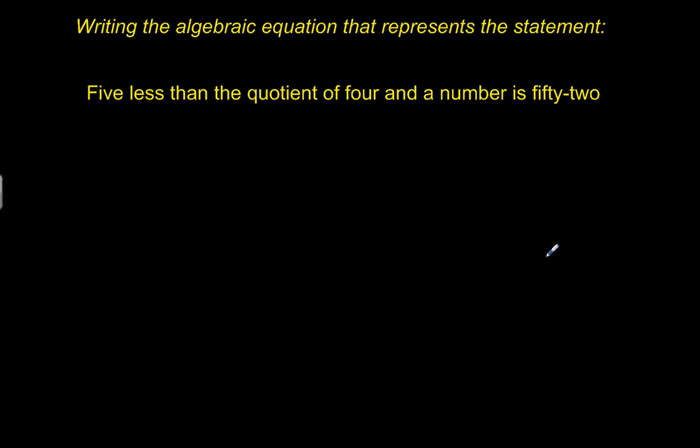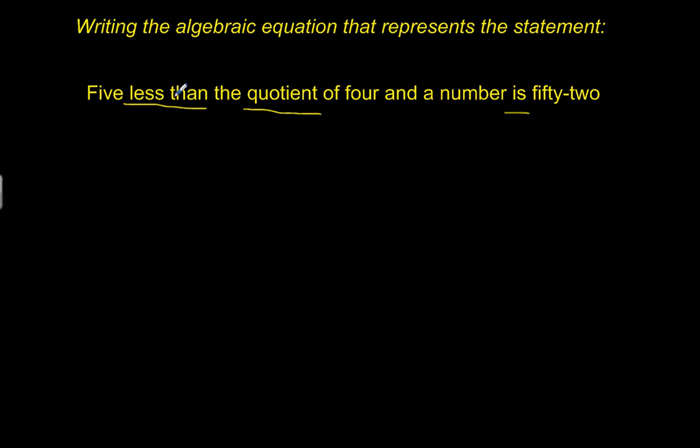All right, so today I want to work on translating words into algebraic equations. So we're going to take this whole statement here and change it into actual numbers and variables and into a nice neat little equation. So let's go through and pick out our key words before we start the writing part. It says, 5 less than the quotient of 4 and a number is 52.